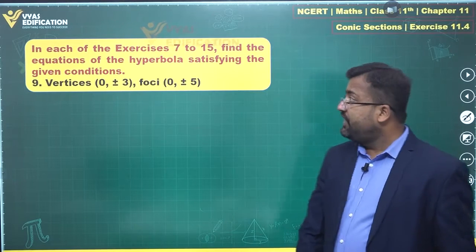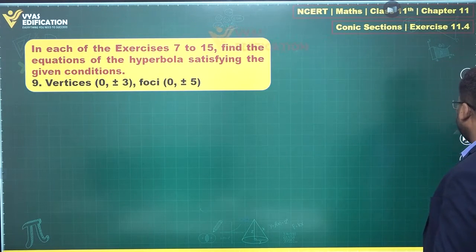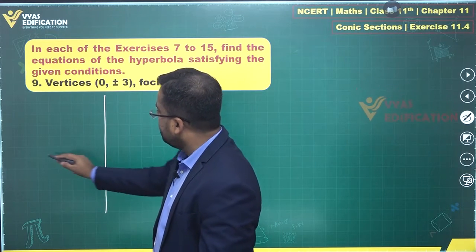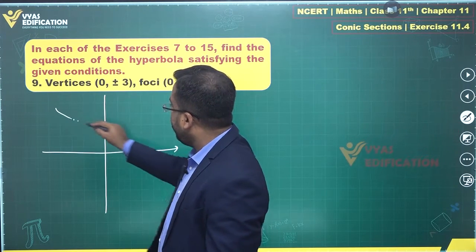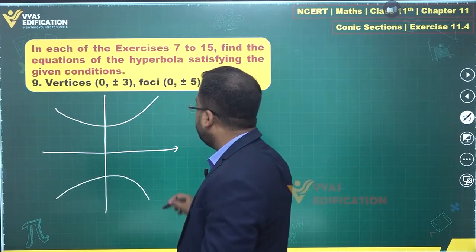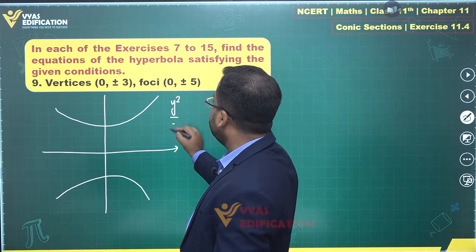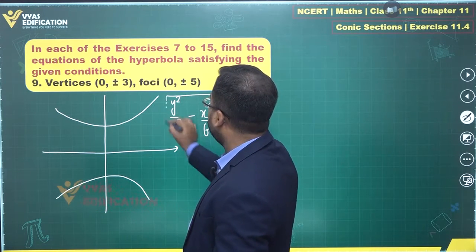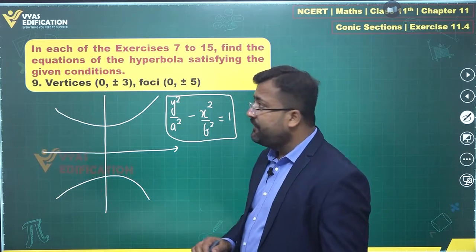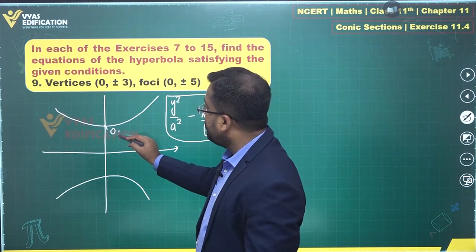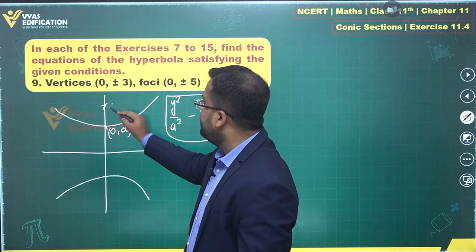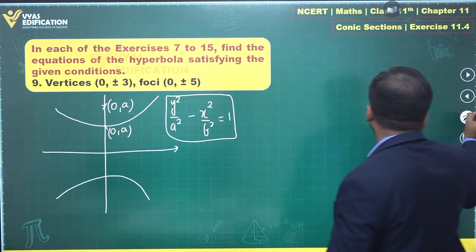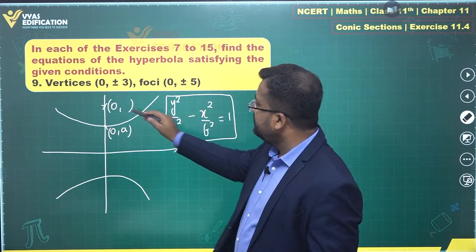In the 9th question, we have vertices and foci again given along the y-axis. They are given along the y-axis, so the transverse axis will be along the y-axis, and the standard hyperbola y square upon a square minus x square upon b square equal to 1 will be required. This is the required equation of the hyperbola. Vertices (0, a). One of the foci is (0, c), not (0, a). One of the foci is (0, c).